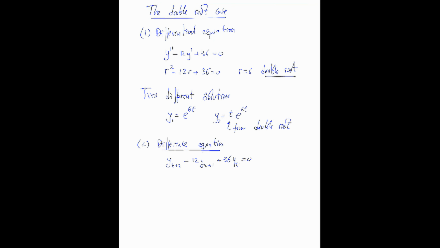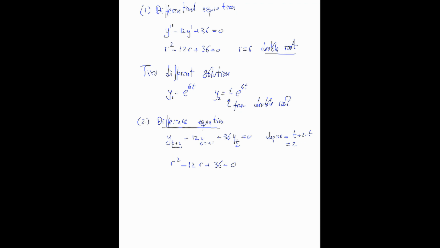For the difference equation it is similar. Here we have an equation of degree 2. The highest subindex is t plus 2, the smallest is t. So in this case, the degree of this equation is t plus 2 minus t, which equals 2, and the associated characteristic equation is r squared minus 12r plus 36 equals 0. Obviously, I have chosen the same equation to do less work. So here we have a double root given by r equals 6.